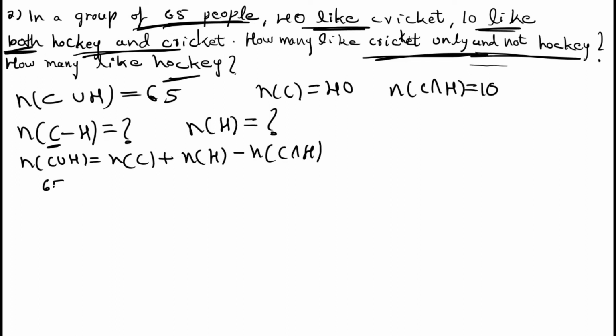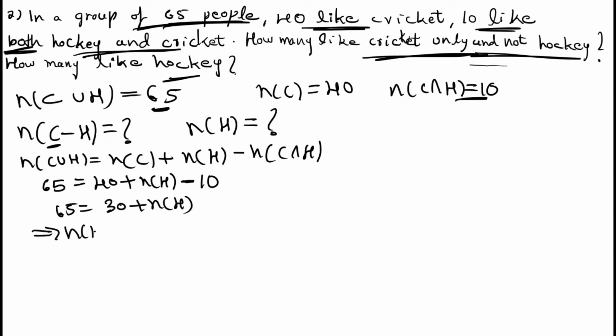Substitute the values. N of C union H, here we have 65, is equal to n of C, which is 40, plus n of H, that you need to calculate, minus n of C intersection H, which is 10. 65 is equal to 40 minus 10, which is 30, plus n of H. This implies n of H, the number of players playing hockey, is equal to 65 minus 30. If you subtract, you will get 35. The number of players playing hockey is equal to 35.